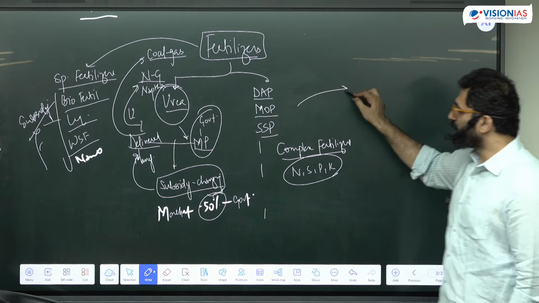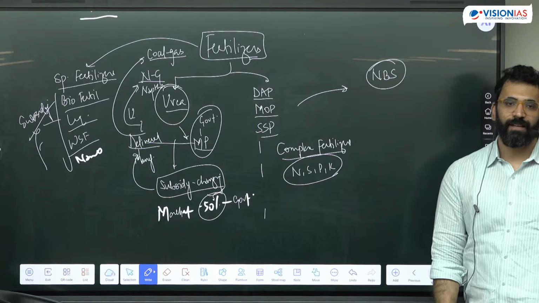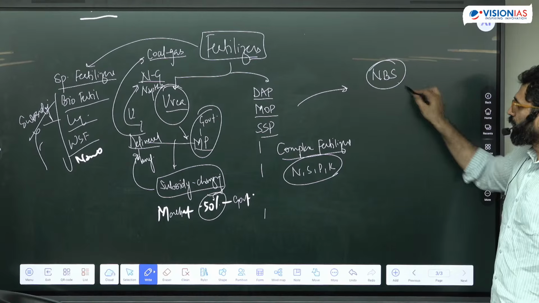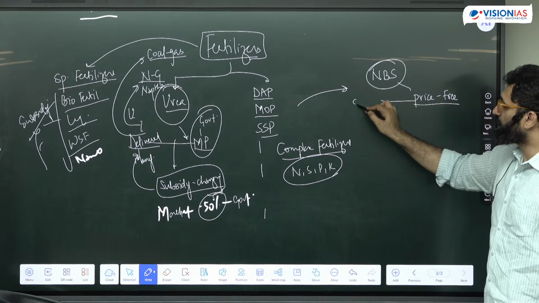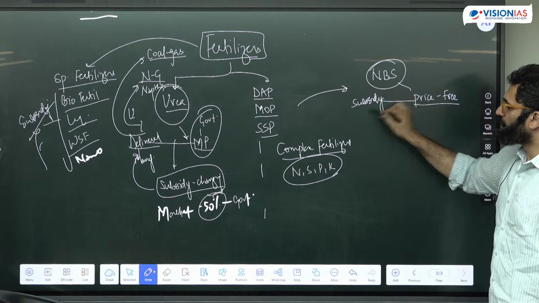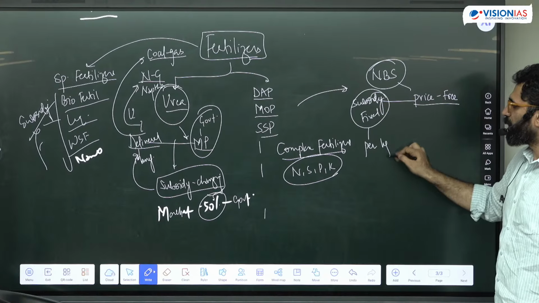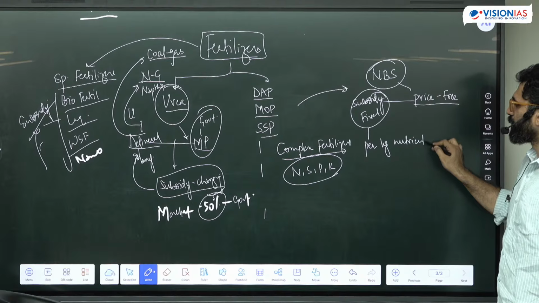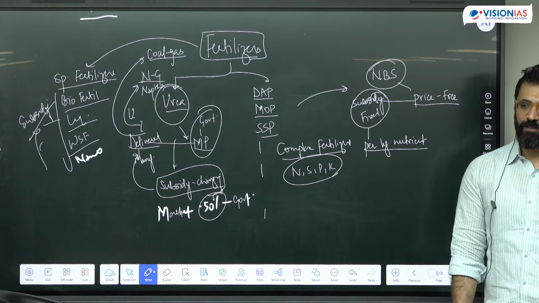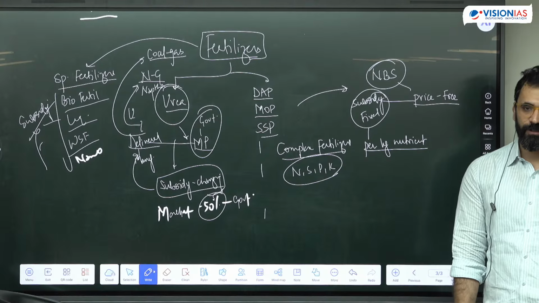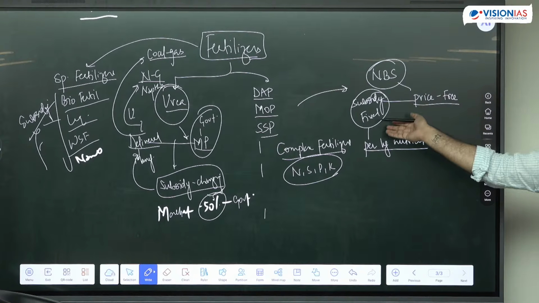For these fertilizers, we have nutrient-based subsidy. What exactly happens in nutrient-based subsidy? Price is free, subsidy is fixed. How is the subsidy fixed? It is based on per kg nutrient. Per kg nutrient we decide the subsidy, but the price the manufacturer or importer can set on its own. Since the price was free, price was increasing too much, while the subsidy remained fixed by the government.